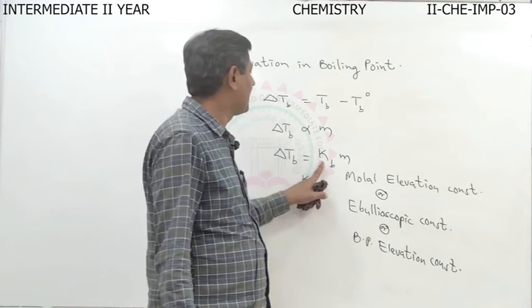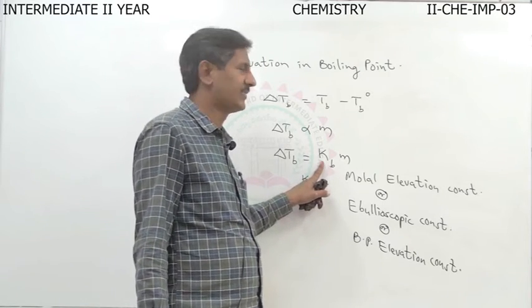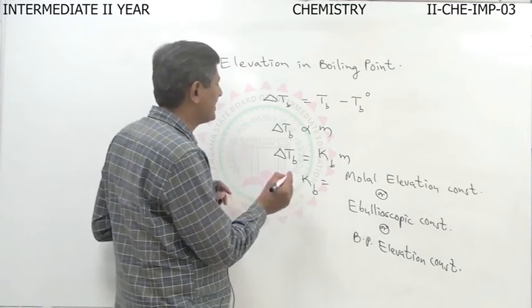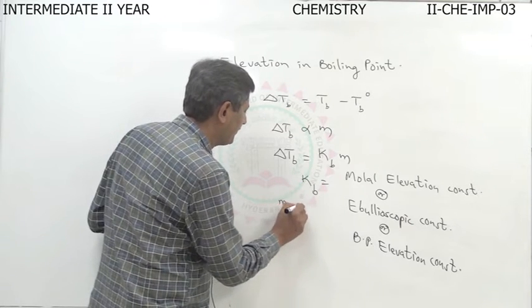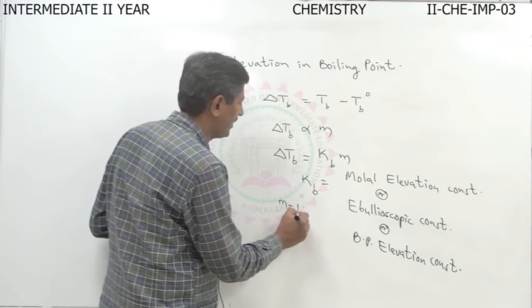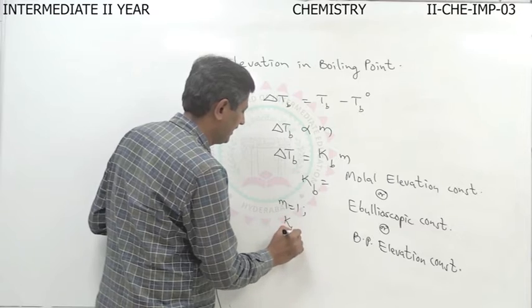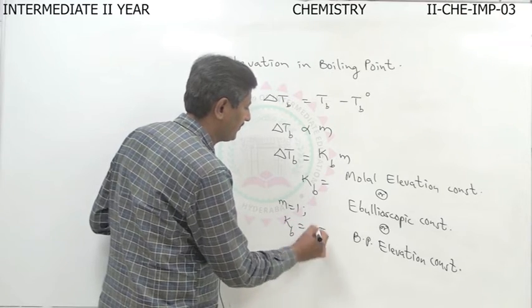So generally we can expect this for 2 marks. What is KB? Define KB. Very simple. When m is equal to 1, KB becomes delta TB.